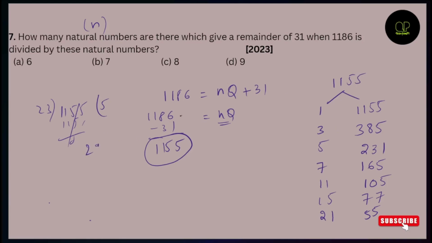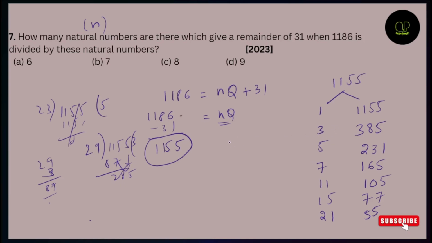So 29 into 1155. 29 fours will be 4 times 30 is 120 minus 4, 116. No. 29 threes would be 90 minus 3, which is 87. So you have 13 and 15. 28, remainder 285. 29, no, doesn't go. 30 doesn't go.